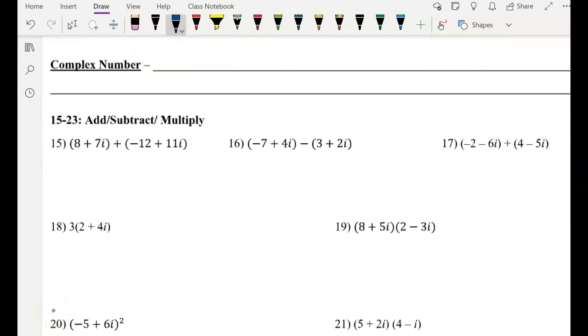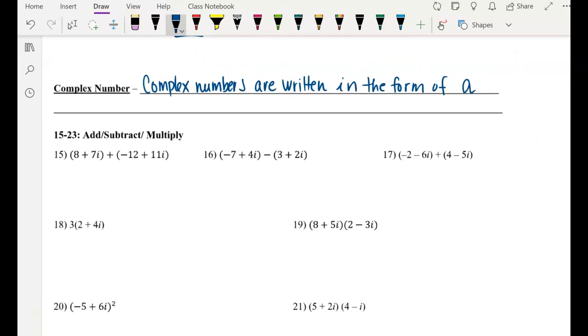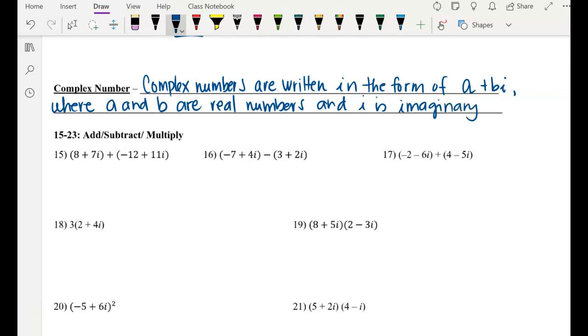So let's formally define complex numbers, okay? So students, complex numbers are written in the form of a plus bi, where a and b are real numbers and i is the imaginary number.